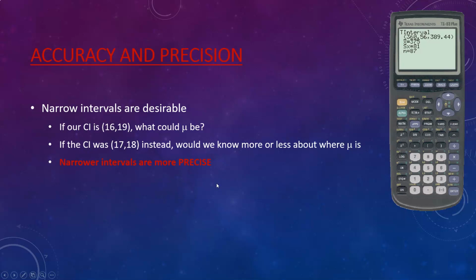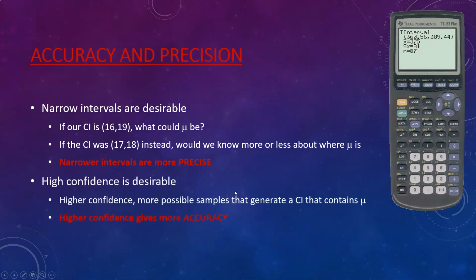Narrow intervals are more precise, but we also want high confidence, because the higher the confidence, the more possible samples will generate a confidence interval that actually contains the mean. And if the interval doesn't contain the mean, what are we doing in the first place? Okay, so higher confidence gives us more accuracy. It gives us more confidence that our interval actually contains the mean.